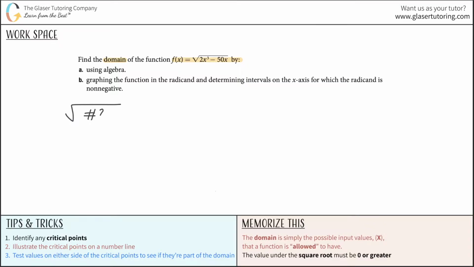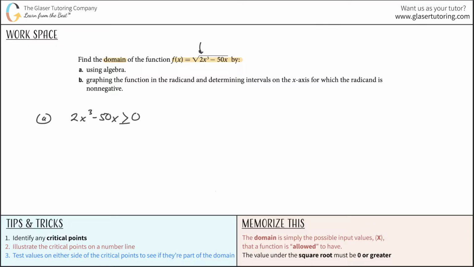Well, the values we're allowed to take the radical of would be 0, 1, 2, 3, 4, and so on. All positive numbers, including 0. We cannot take the square root of -1. It's imaginary. It's not real. So therefore, we know that given this function at the top, whatever is underneath this radical sign, namely 2x cubed minus 50x, had better be greater than or equal to 0.